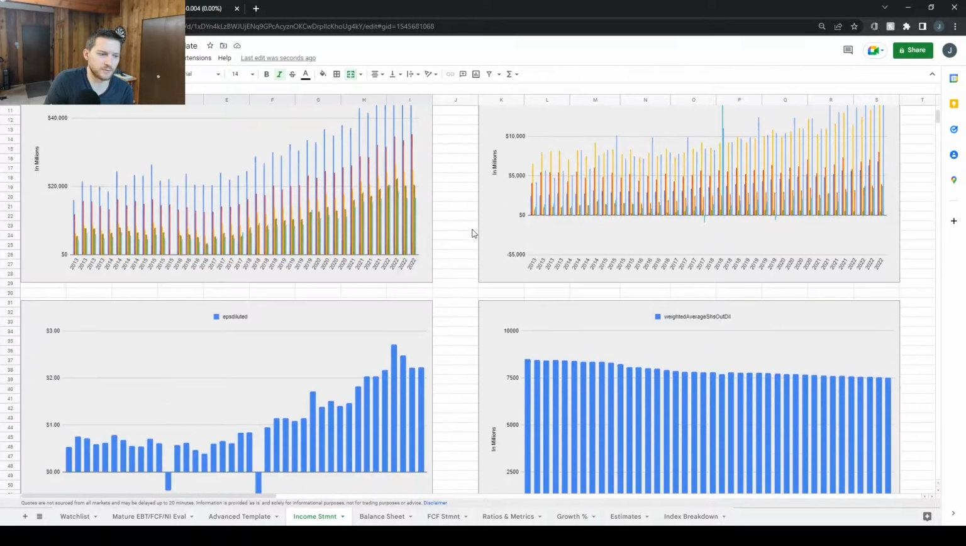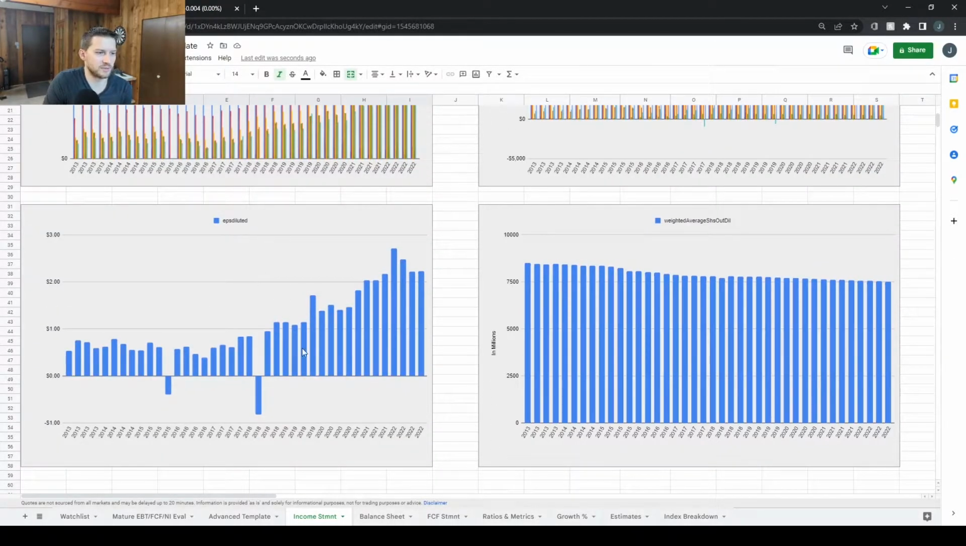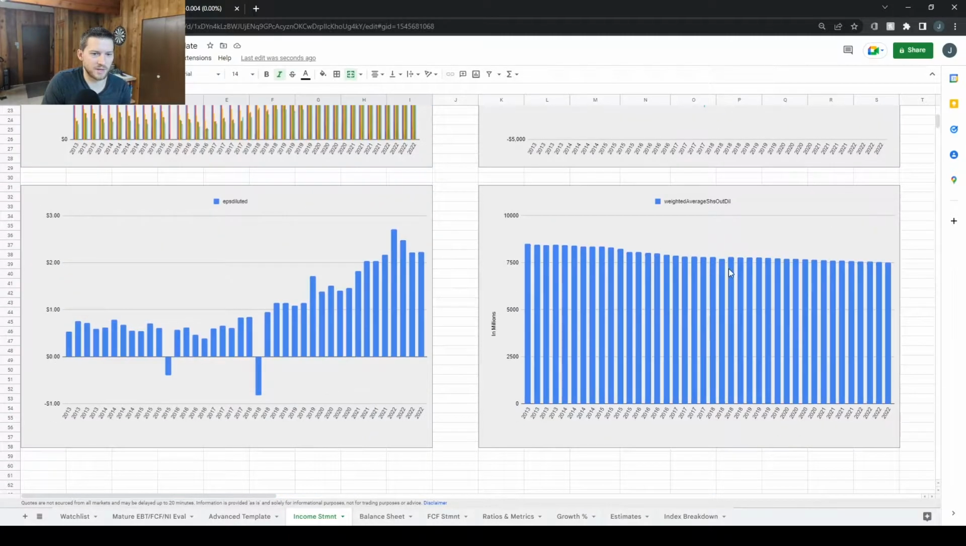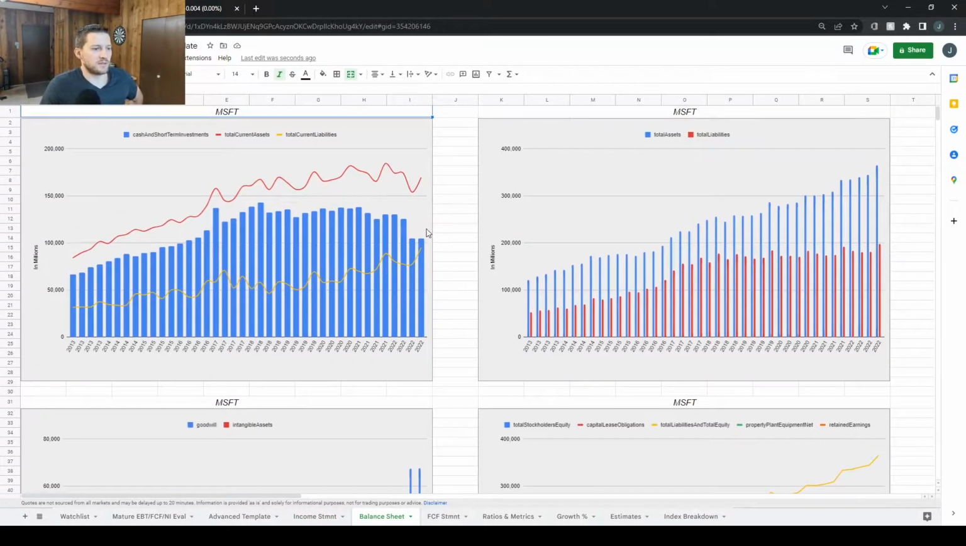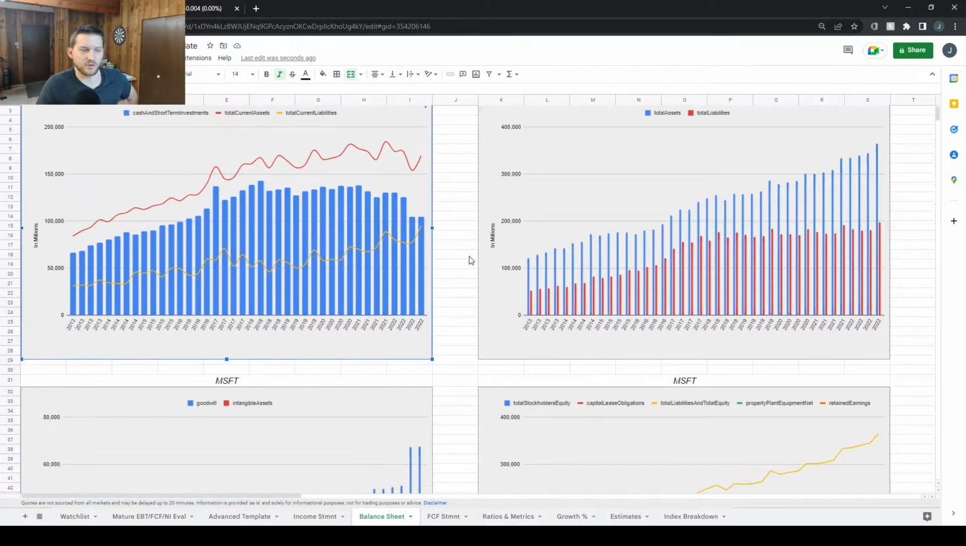All right, so we see EPS diluted has grown steadily. They've been buying back a little bit of shares here and there. We go over to the balance sheet and we can see that they have a significant amount of cash compared to their total current liabilities. Cash is actually greater than their total current liabilities. Total current assets is significantly above total current liabilities. So they're looking pretty good there.